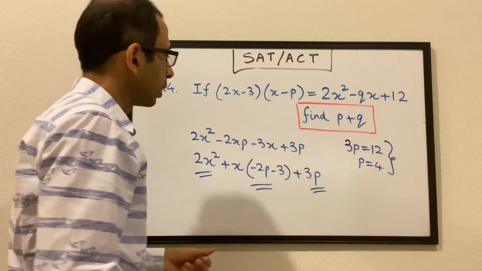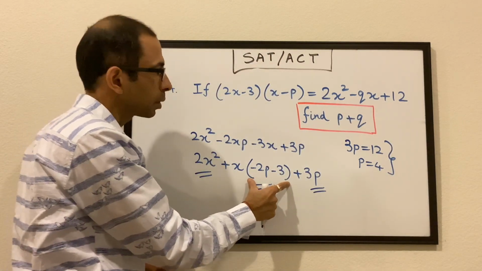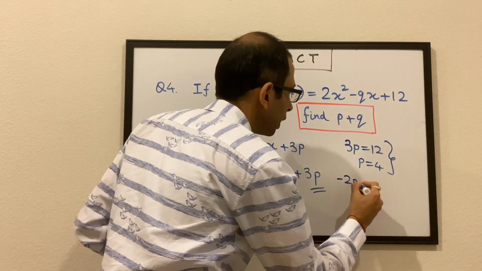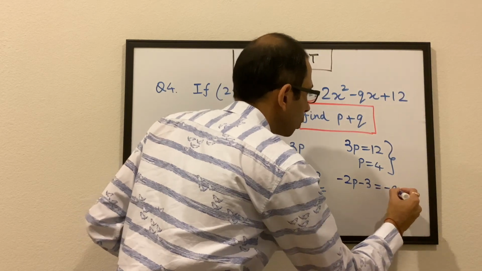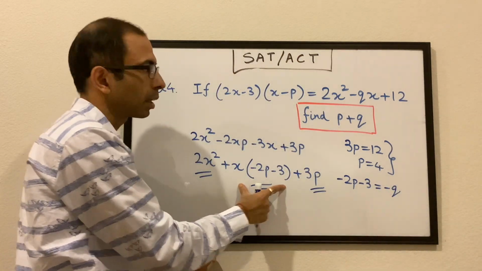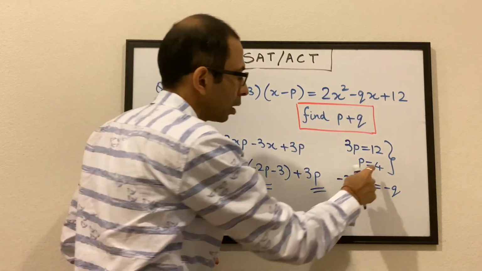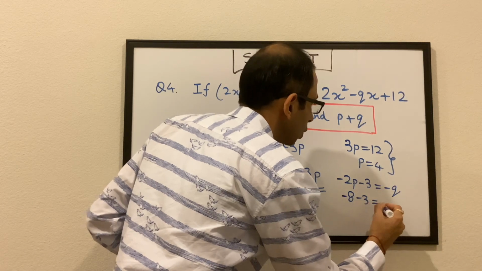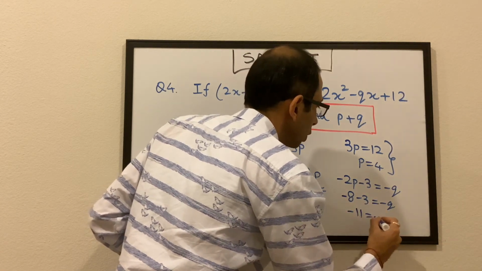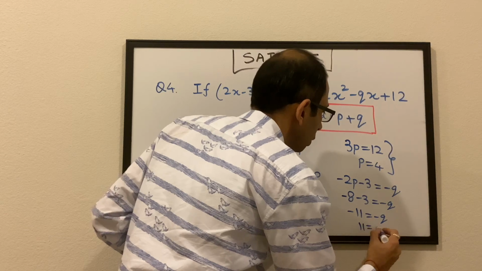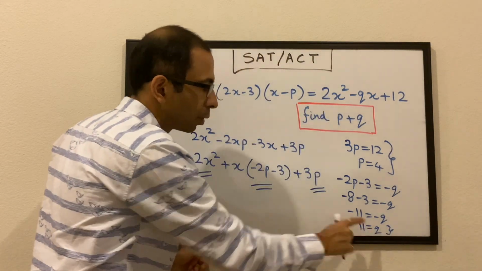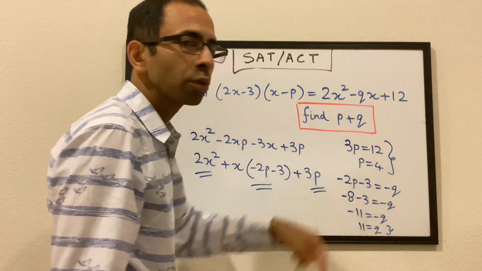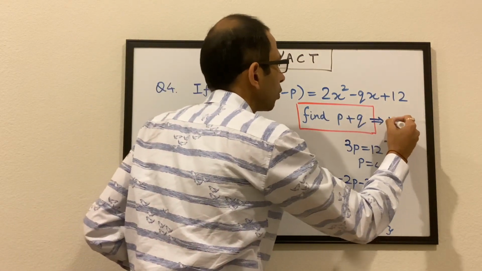Correct? Let's now equalize the x terms. So minus 2p minus 3 has to be equal to minus q. This is the x term here on the left side, and this is the x term here on the right side. The value of p we already got as 4, so minus 2p is minus 8. So minus 8 minus 3 is equal to minus q, or minus 11 is equal to minus q, or 11 is equal to q. So the value of q is 11, the value of p is 4, so p plus q is 11 plus 4, which is 15. So the value of this is 15.